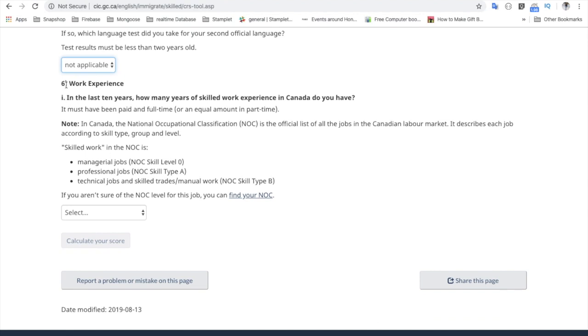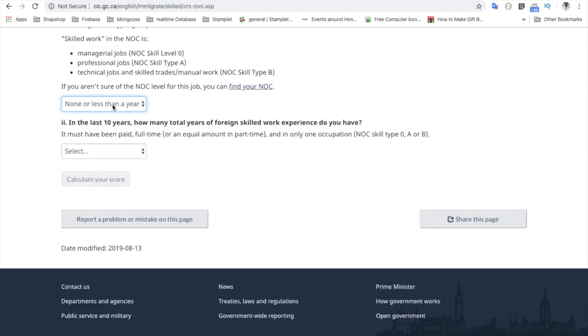Now, work experience. So, this is in the last 10 years. How many years of skilled work experience in Canada do you have? We need to note that this is in Canada. And in my case, I have not worked in Canada, so I'll select none or less than 1 year.